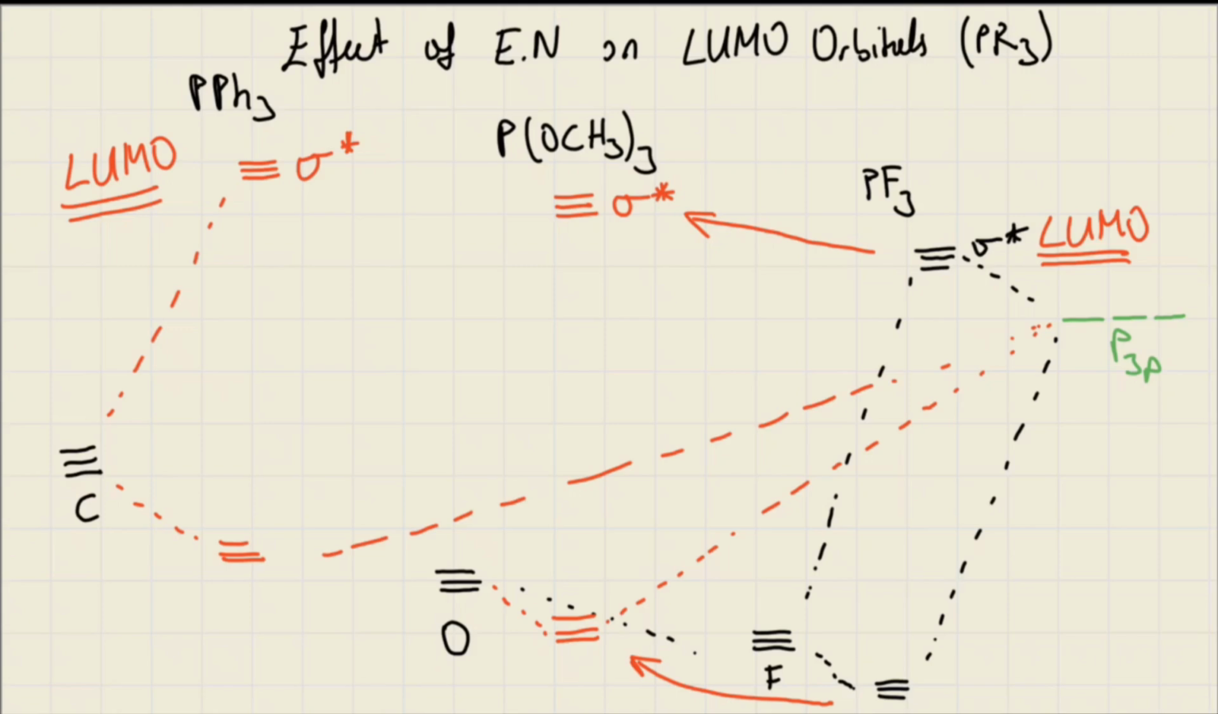So the question is, which one is the best pi accepting ligand? So which can accept the electrons? Definitely PF3 can accept the electrons easily. So actually PF3 is a pi accepting ligand, due to low LUMO energy level.